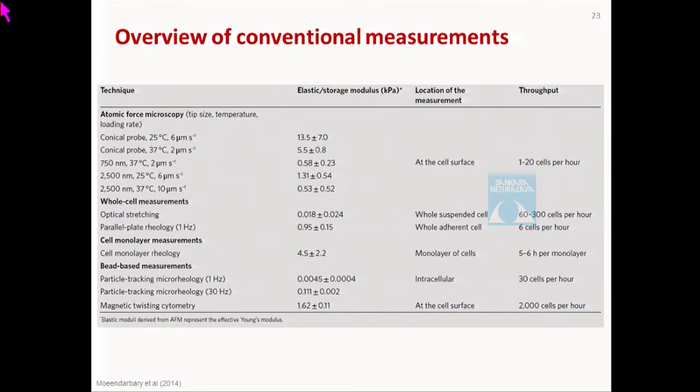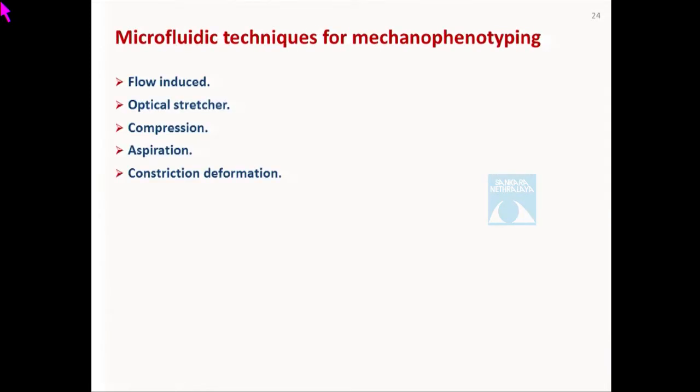Now, all these conventional techniques, if you talk about the throughput, maximum you can see this optical technique can give you something like 2,000 cells per hour, right? So that is still about 30, 40 cells per minute, which is quite small if you want to look at a large amount of cells and characterize them. So that is where the microfluidic techniques become very useful. Here I would talk about these methods. One is flow-induced, second one is optical stretching, and then compression, aspiration, and constriction deformation.